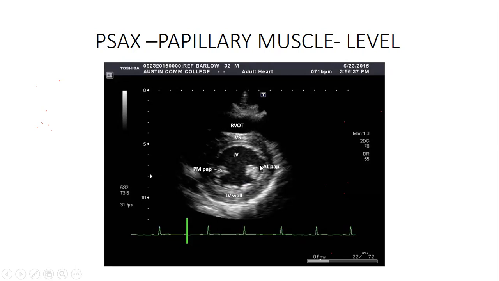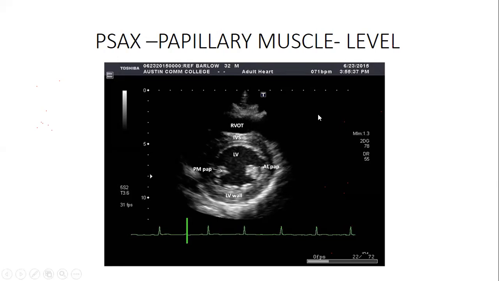So these are the papillary muscles. Anterior papillary muscles, posterior papillary muscles. They just look like that. Remember, papillary muscles attach the chordae tendineae to the mitral valve leaflets. Okay? And then you've got the right ventricle again. You've got the septum and the alveoli. Okay? Short parasternal axis, papillary muscle level.